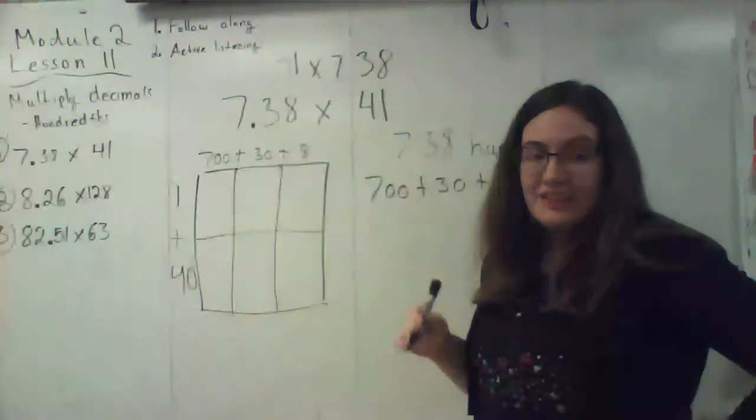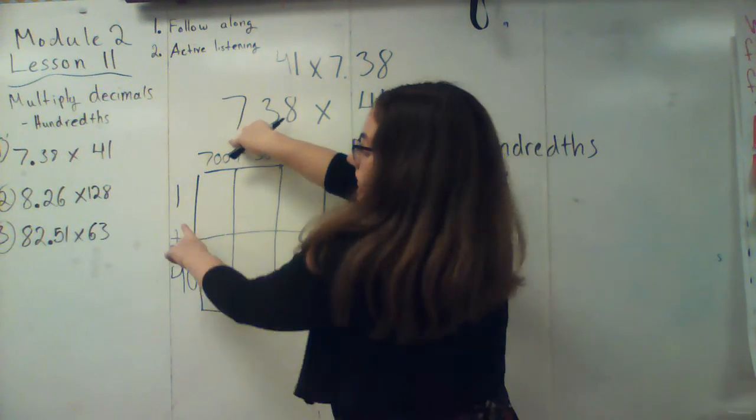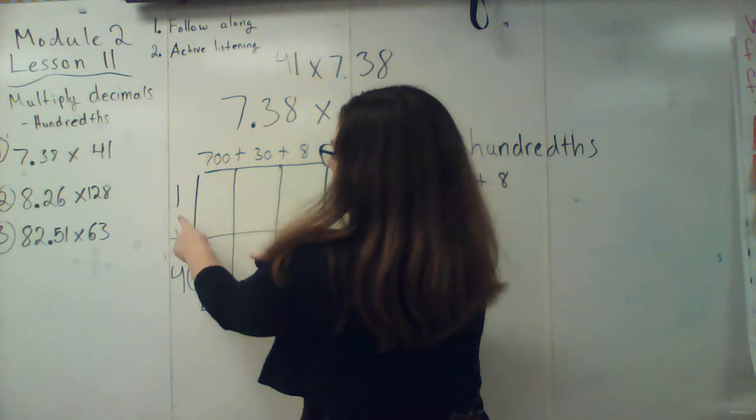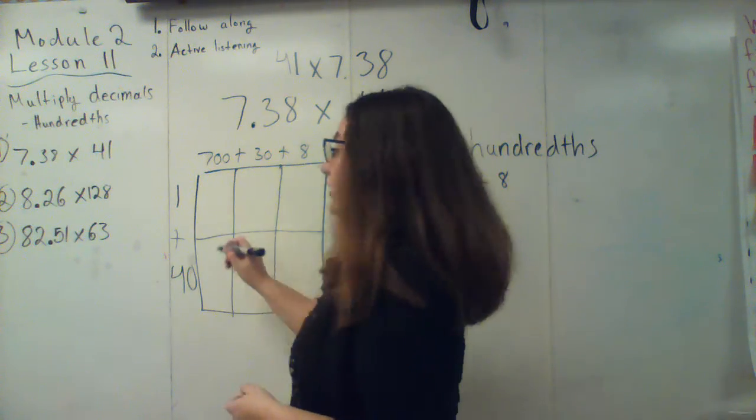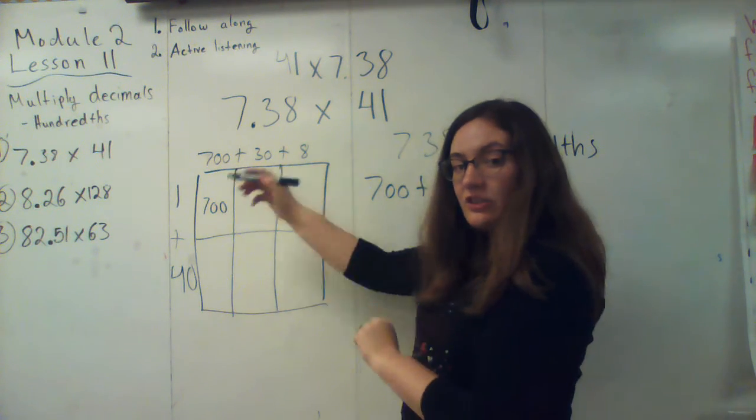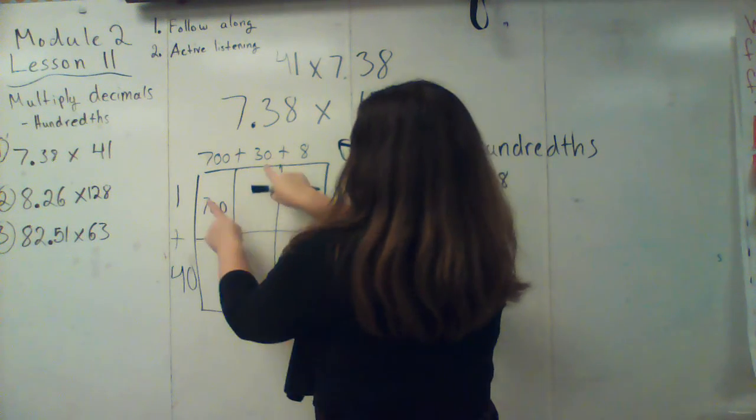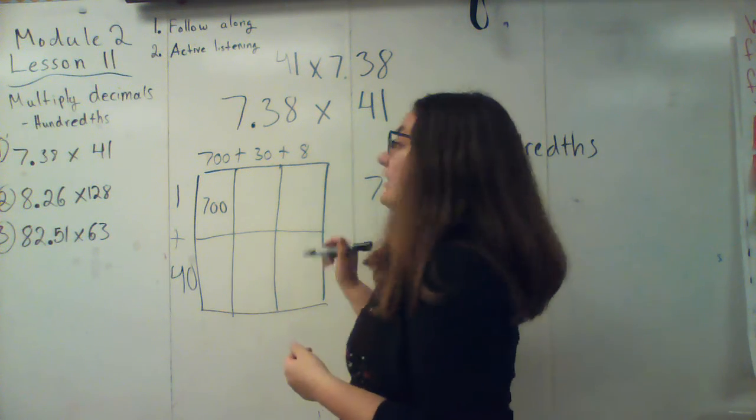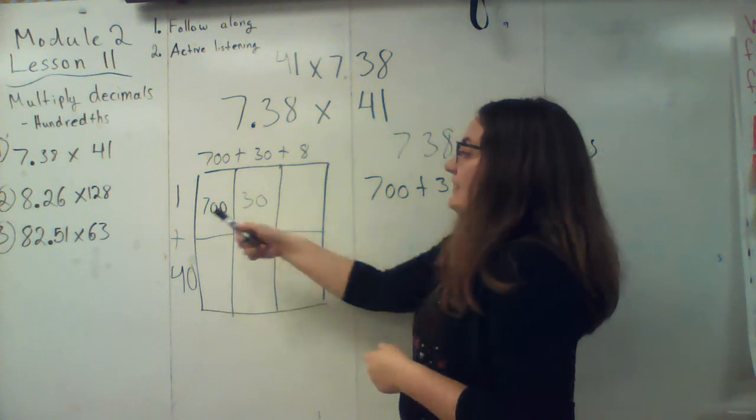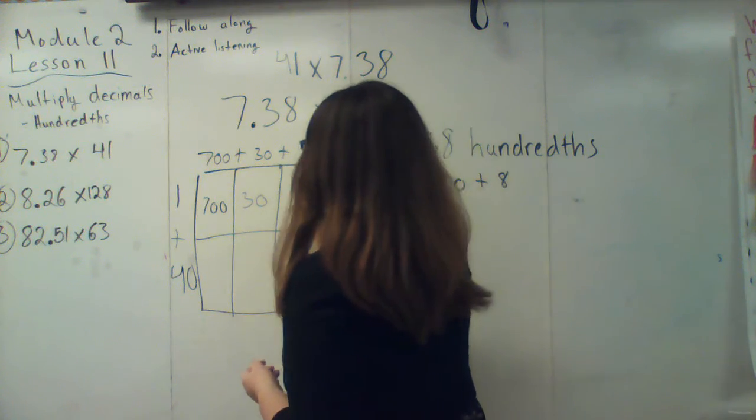And now I need to multiply. So remember, I start with my finger at the top, my finger at the side, put them together, and what do I get? So 700 times 1 is just 700. Make sure that you're following along with me right now, doing this problem on your desk or in your notebook. Then I have 30 times 1. Put those together, and I get 30. 30 times 1 is 30. 8 times 1, bring those together, and I get 8.